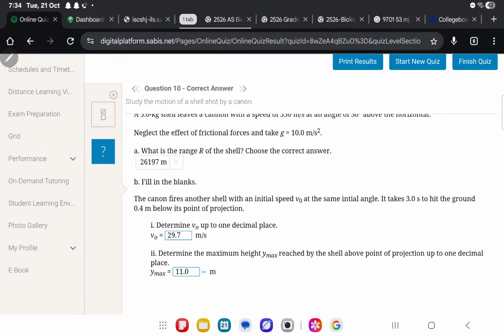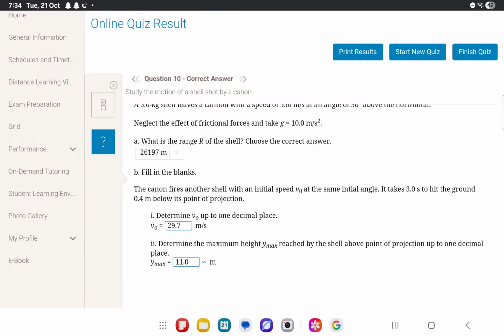All right. Now, determine the maximum height, y max. We found V0. We have theta. We have t. We have everything. So the height, or let's say y max, is what they wanted. Y max is equal to what?